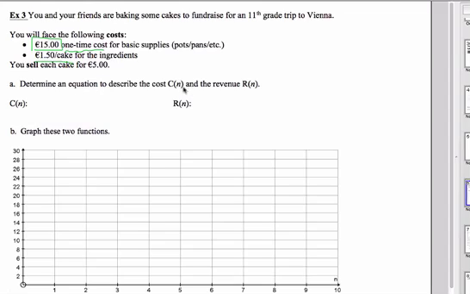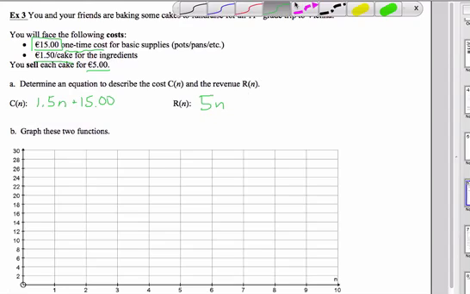Determine an equation to describe the cost. So your cost, you're paying $1.50 per cake, and n, we're using n here instead of x. So $1.50 times the number of cakes, plus that one-time fee of 15, is your equation for the cost. And your revenue, the money you take in, is going to be €5 per cake. So that's just 5n. So we need to graph these two equations.